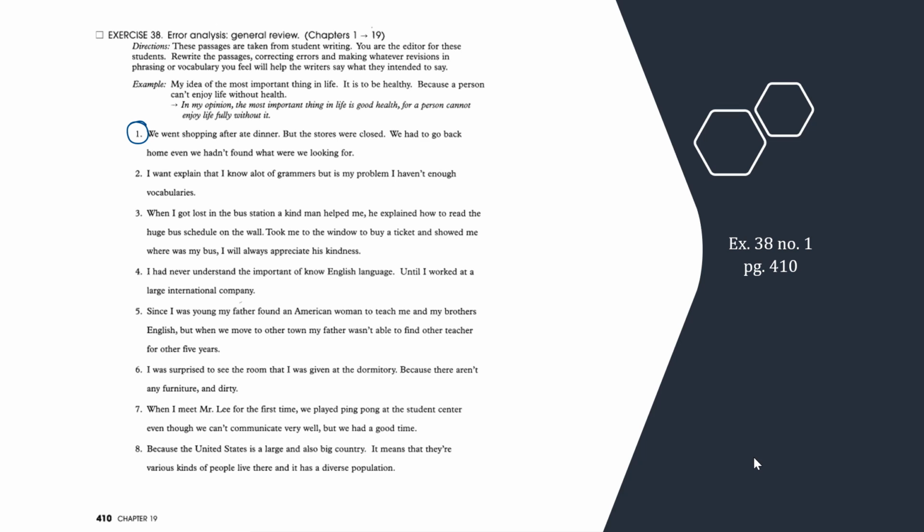Those 2 sentences become only one compound sentence. Before but, you must put a comma. We had to go back home even though, must be added by though after even. Don't forget to give a space between even and though. Even though we hadn't found what we were looking for. Not were we looking for, but what we were looking for. Because it is not a question. It is a noun clause introduced by what. After what must be in the form of affirmative, not question.